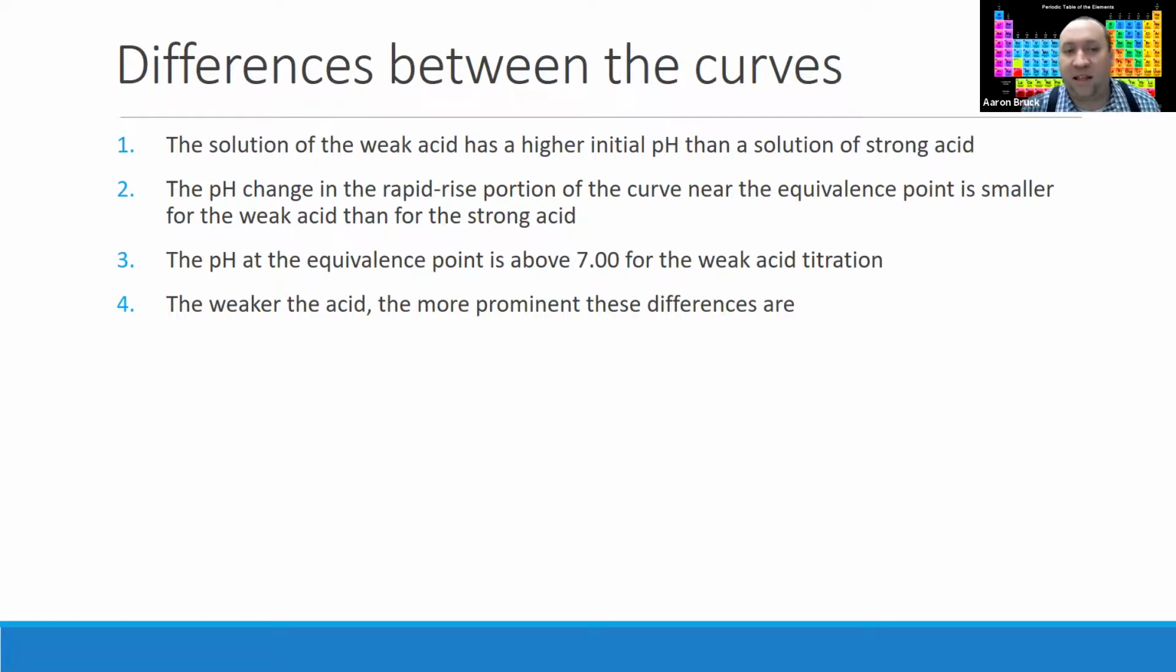And then lastly, the pH for the strong acid is right around 7. The pH for the weak acid is always above 7. The important thing to note is that the weaker the acid is, the more prominent these differences are going to be.